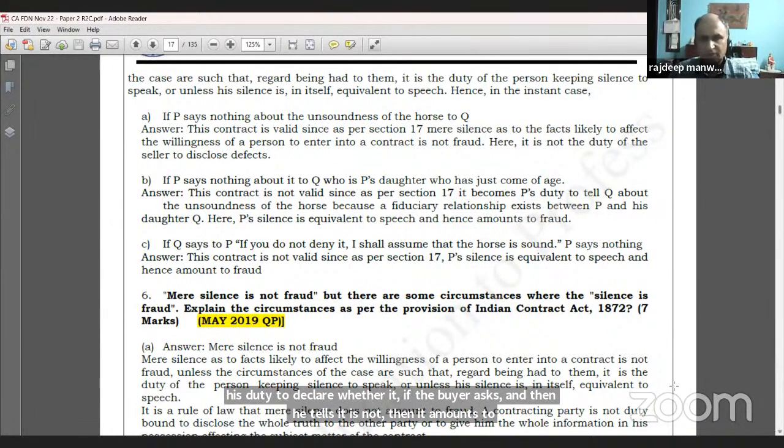Okay, next one. If P says nothing about it to Q, who is P's daughter, who has just come of age. This is your duty. This is uberrimae fidei, utmost good faith. Remember, we did that. If there is a contract of utmost good faith, then silence amounts to fraud. What silence amounts to?